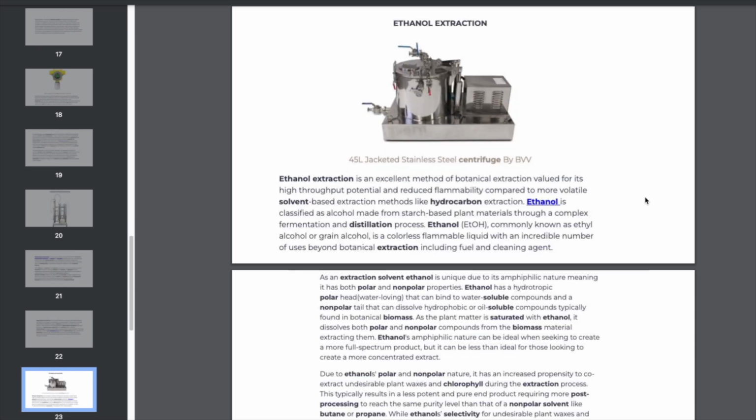Ethanol extraction is an excellent method of botanical extraction, valued for its high throughput potential and reduced flammability compared to more volatile solvent-based extraction methods like hydrocarbon extraction. Ethanol is classified as an alcohol made from starch-based plant materials through a complex fermentation and distillation process. Ethanol, commonly known as ethyl alcohol or grain alcohol, is a colorless, flammable liquid with an incredible number of uses beyond botanical extraction, including fuel and cleaning agent.